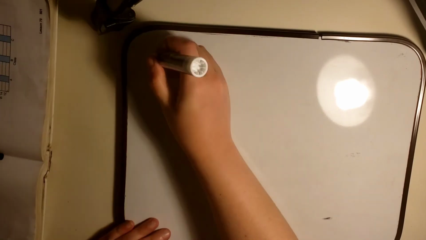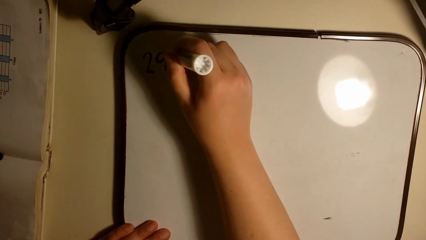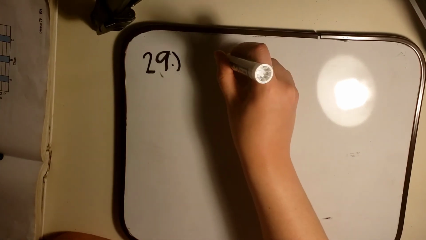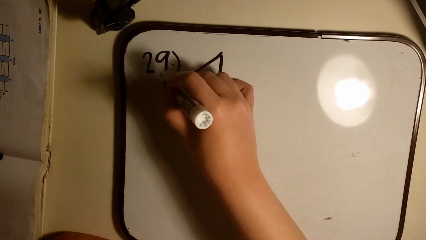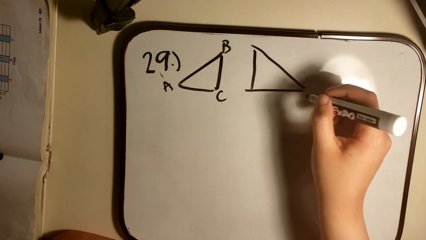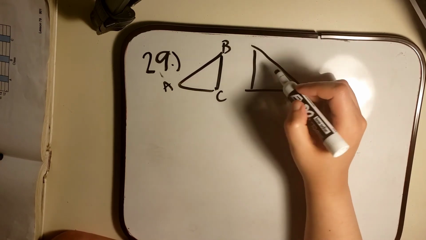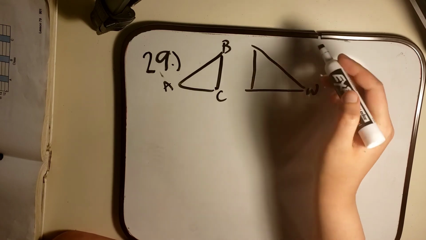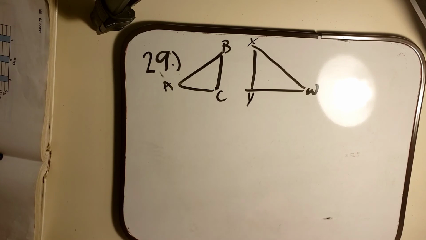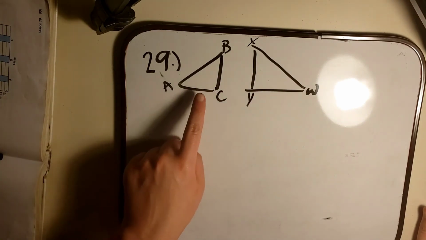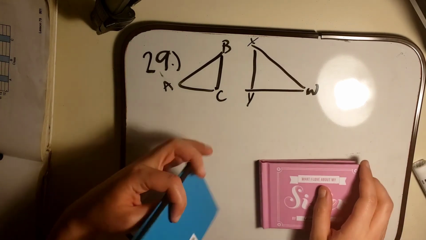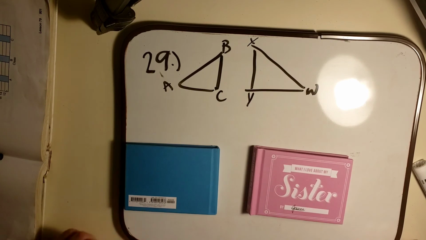All right, number 29. Oops. 29 says name the transformations that would move triangle ABC to, and it's dotted, triangle WXY. So imagine that these are the same exact triangle. We want to make this go there. So that was the same as I did in the examples. These are triangles.